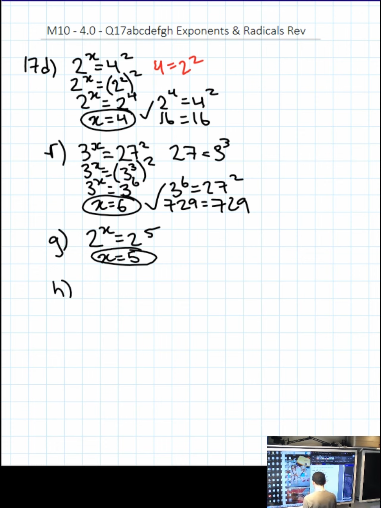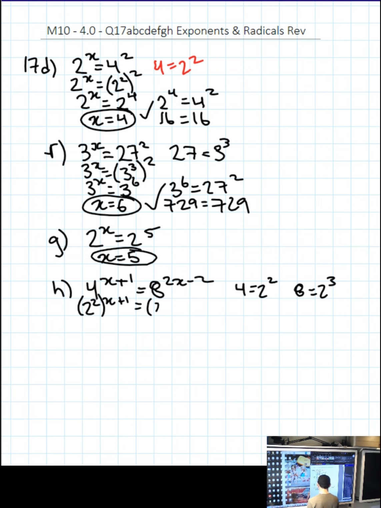Okay, H. We have 4 to the x plus 1 equals 8 to the 2x minus 2. We know that 4 is simply 2 squared and 8 is simply 2 cubed, getting the same base on both sides. 4 being 2 squared, still to the x plus 1, equals 2 cubed, still to the 2x minus 2. So we can multiply the exponents together. We have 2 to the 2x plus 2, distributing, equals 2 to the 6x minus 6.